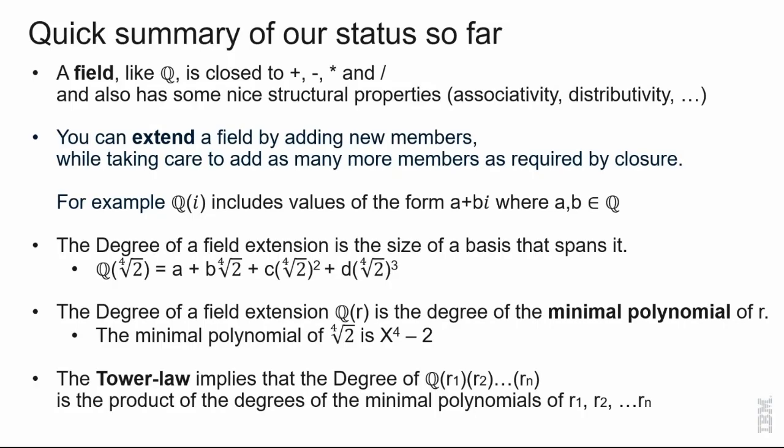And we had this Tower law, which implied that if you add many roots to the rationals, one after the other, the order doesn't really matter. If you add several roots, then the resulting field extension with all these roots has a degree which is the product of the degrees of the minimal polynomials of all these roots. And this is actually all we need for the proof.